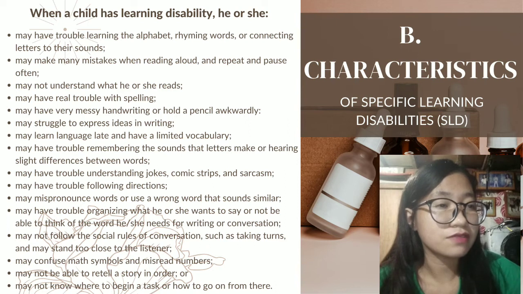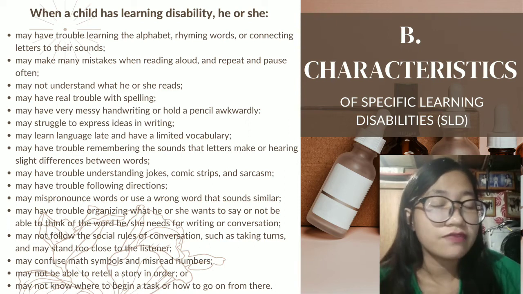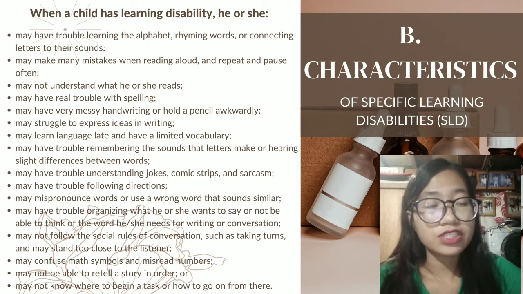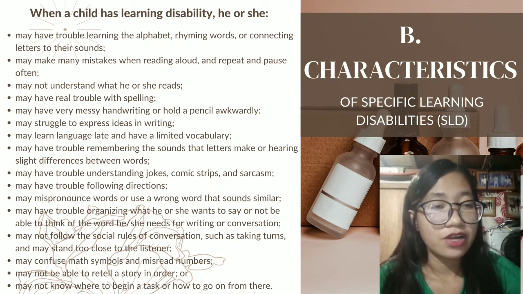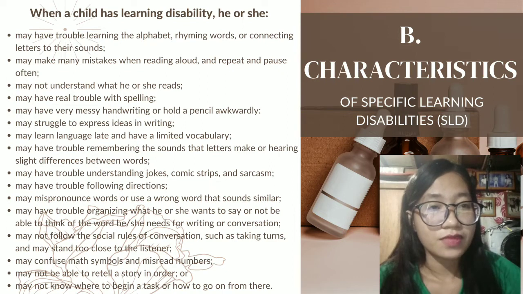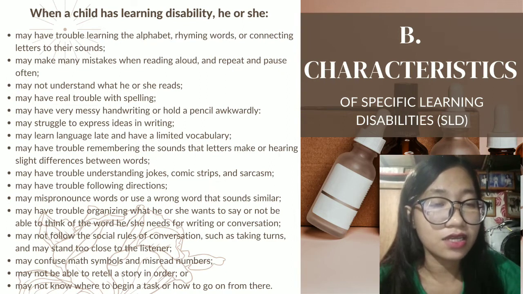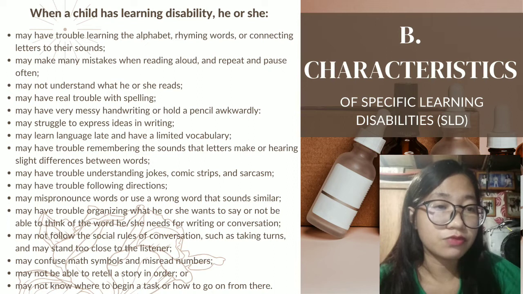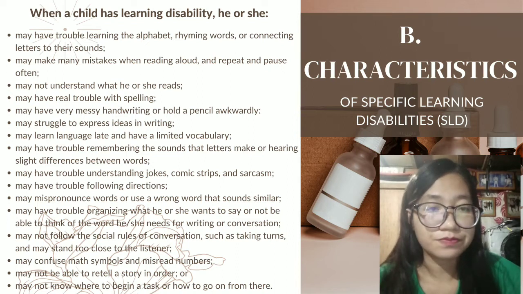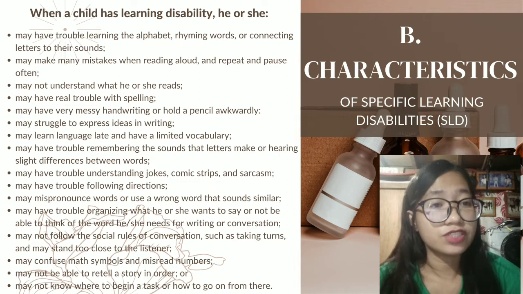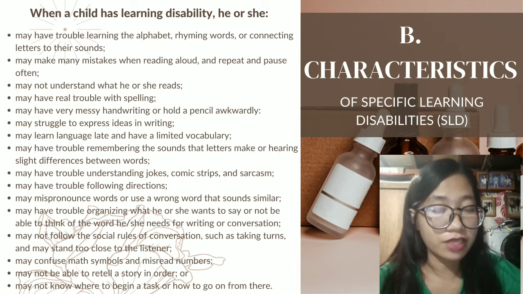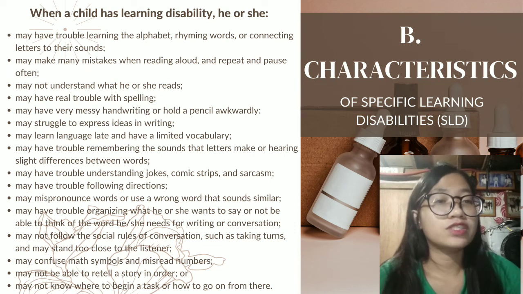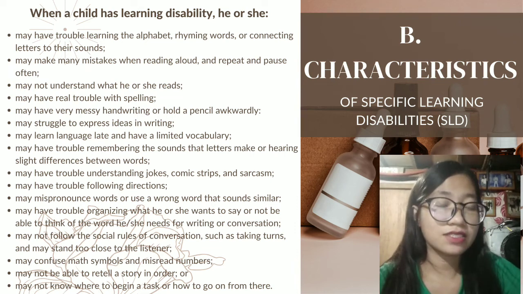So next we have the characteristics of specific learning disabilities. So, when a child has learning disability, he or she may have trouble learning the alphabet, rhyming words, or connecting letters to their sounds. So, kani siya is muna siya ang included sa reading disorder or the dyslexia. May make many mistakes when reading aloud and repeat and pause often. May not understand what he or she reads, so poor iyang reading comprehension. May have real trouble with spelling, so maglisod siya spelling sa mga words.